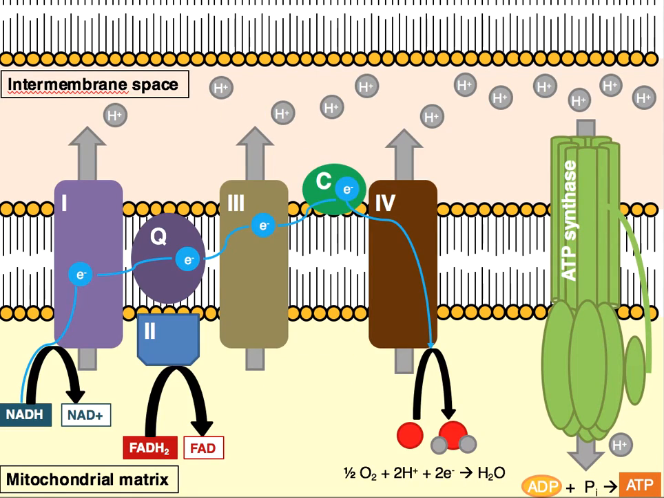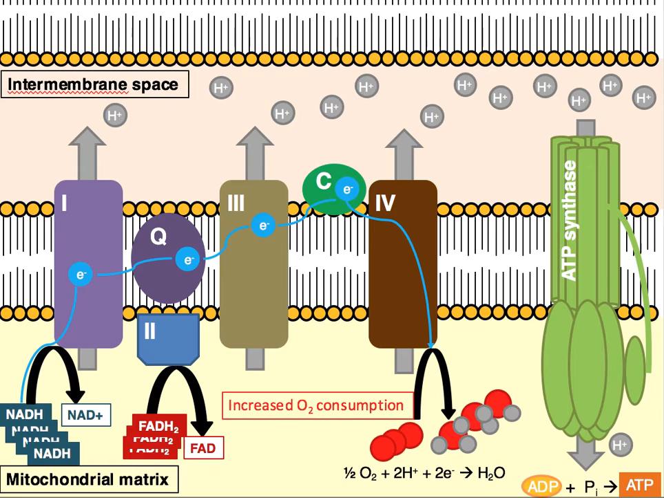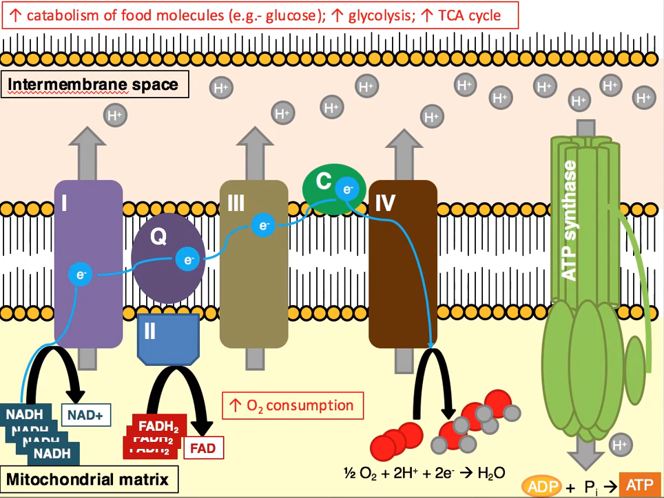How do you ramp up the creation of the proton gradient? You run more electrons through the electron transport chain. That entails the production of more reduced electron carriers, NADH and FADH2. That also results in increased oxygen consumption at the end of the electron transport chain. Increased catabolism of food molecules and increased rates of glycolysis and the TCA cycle would also happen upstream of all this to generate the increased electron delivery to the electron transport chain.